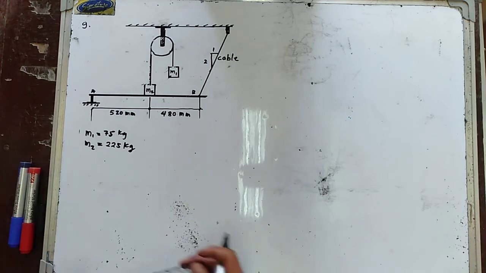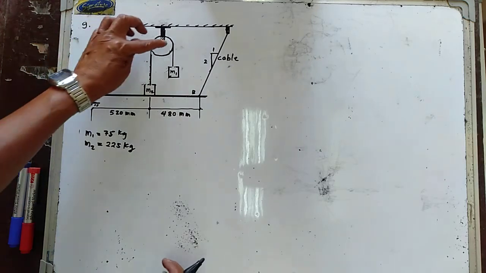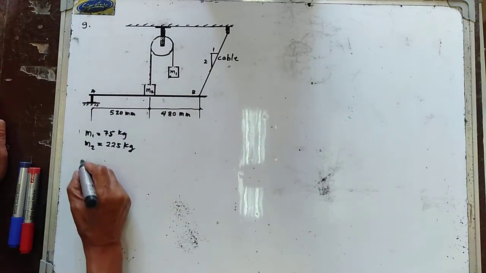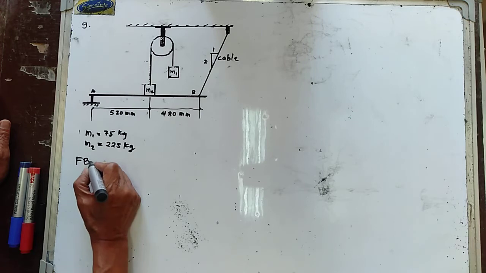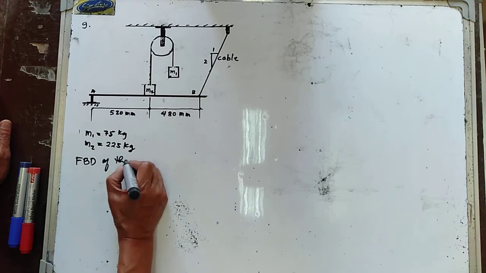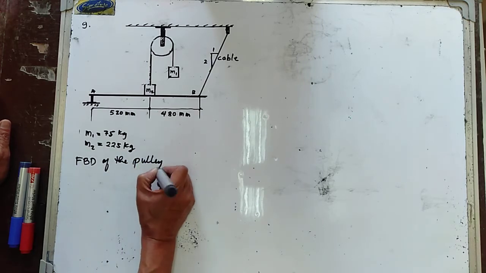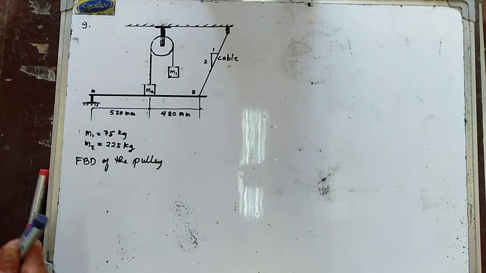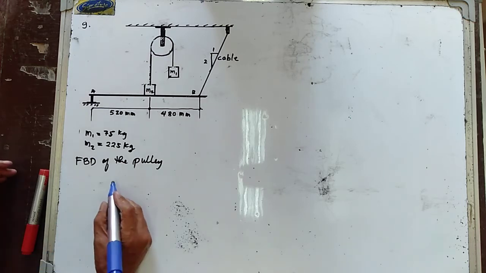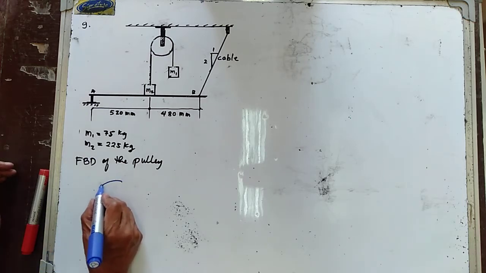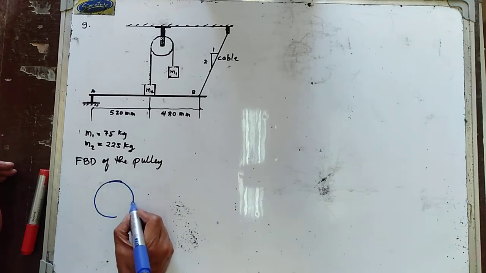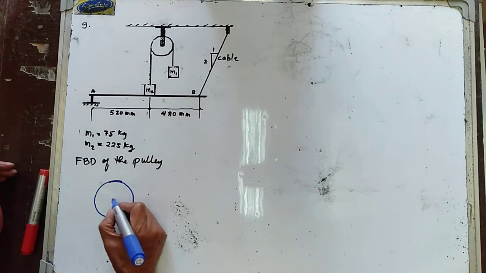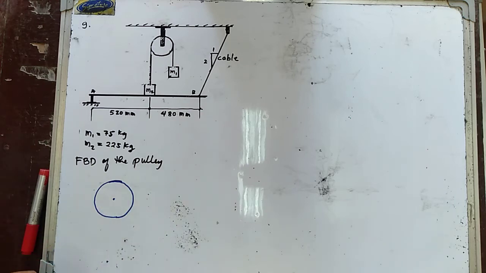So first, let us try to draw the free body diagram of the pulley. You try to draw now the free body diagram of the pulley. So we have now the pulley, the center of the pulley.